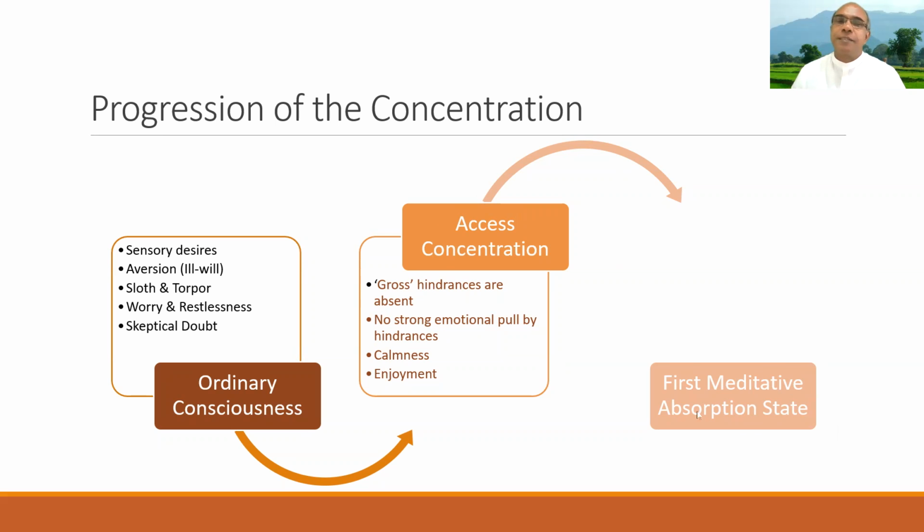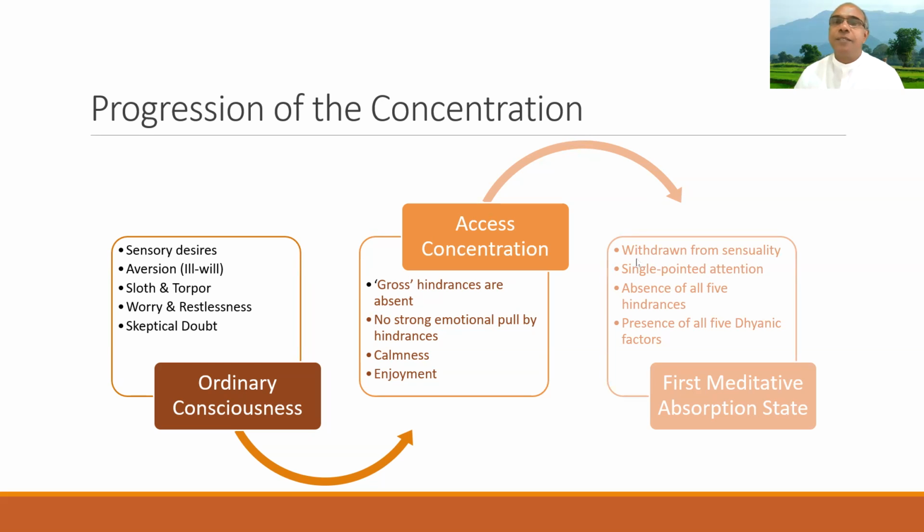What is the difference? In access concentration, hindrances are subdued or controlled to some extent. But in the first absorption state, hindrances are totally absent. Total absence of all five hindrances in the mind. At that moment, the mind is in the first absorption state.